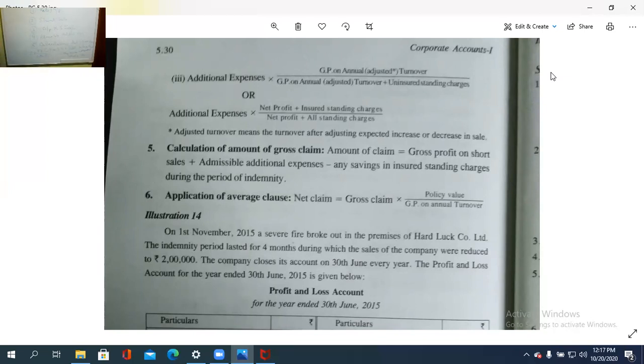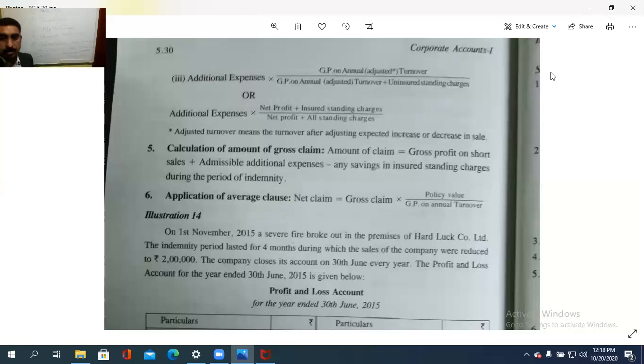Annual turnover is given in the question. GP is also we calculated. This is the GP, the rate. And apply ചെയ്യുക upon what? The policy value. Then multiplied with the gross claim. അപ്പോൾ gross claim എന്ന് പറഞ്ഞാൽ നമുക്ക് ഇവിടെ കണ്ടുപിടിക്കണം. ഇതാണ് gross claim. That is the gross profit on short sale plus additional admissible expenses minus any savings to be insured in standing charges. So these are the steps for calculating the consequential loss of profit policy. അപ്പോൾ consequential loss policy എന്ന് പറയുന്നത് ഇതാണ്.